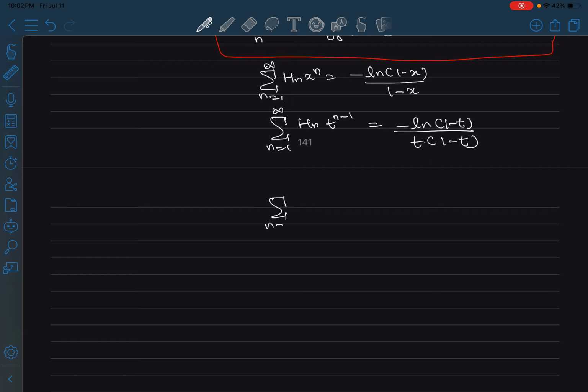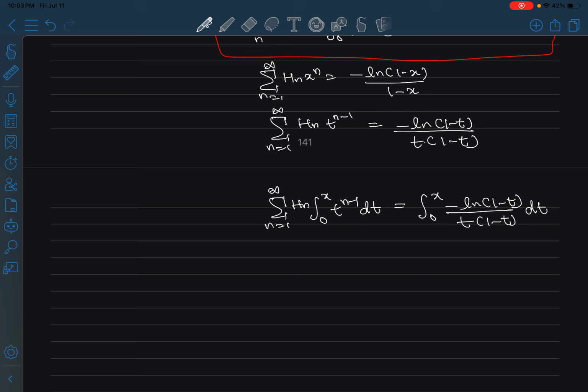integral inside the sum, right? And since the integral is with respect to t, this Hn is just a constant, so I can also take that out. And now over here, this becomes the integral from 0 to x of minus ln of 1 minus t by 1 minus t dt, right?